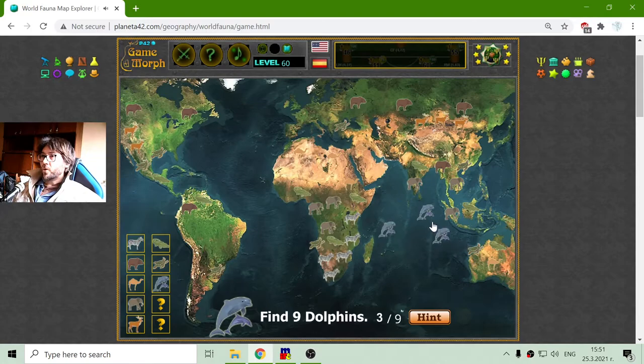Dolphins, I'm looking in the oceans. They are marine animals. And an interesting thing is that dolphins are not fish. They are mammals. There are two more. I need three more. There they are. They inhabit almost all parts of the oceans and seas, except maybe the most northern parts. Okay, where's one dolphin? Well, one dolphin is hiding from me.